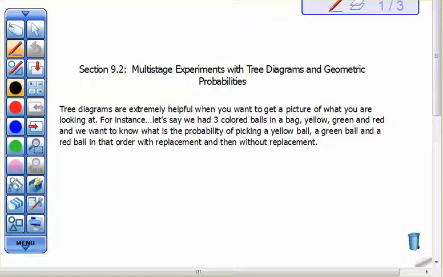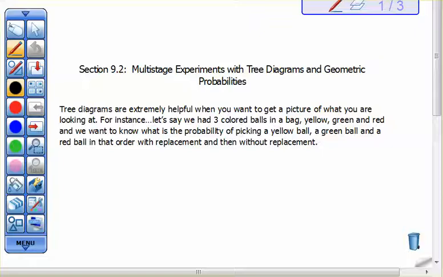Okay, I said tree diagrams are extremely helpful when you want to get a picture of what it is that you're looking at. So just a visual representation of some sort of events. Let's say, for instance, that we have three colored balls in a bag. There's a yellow one, a green one, and a red one. And we want to know what is the probability of picking a yellow ball, a green ball, and a red ball in that order with replacement and then without replacement.